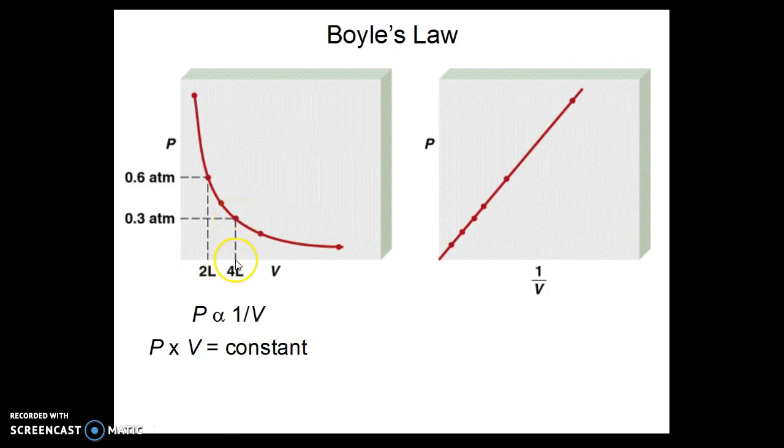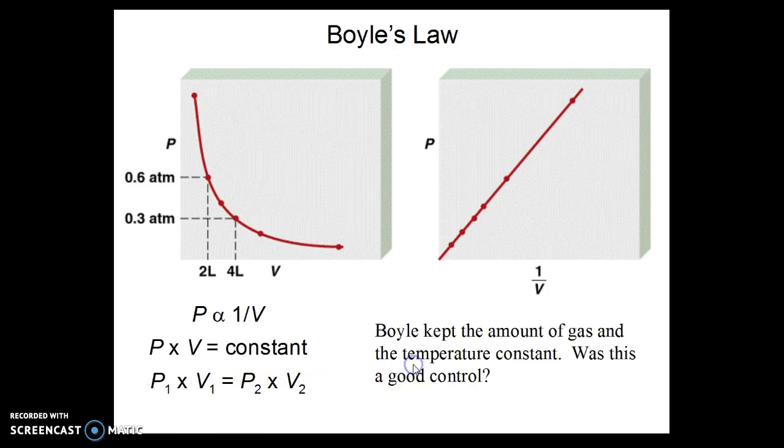as you can see, the volume here is 4 and the pressure 0.3. If you reduce the volume to 2 liters, you find that the pressure doubles. We can also say at any point on this line, the pressure times the volume is a constant, so any P1V1 product is equal to the P2V2 product.